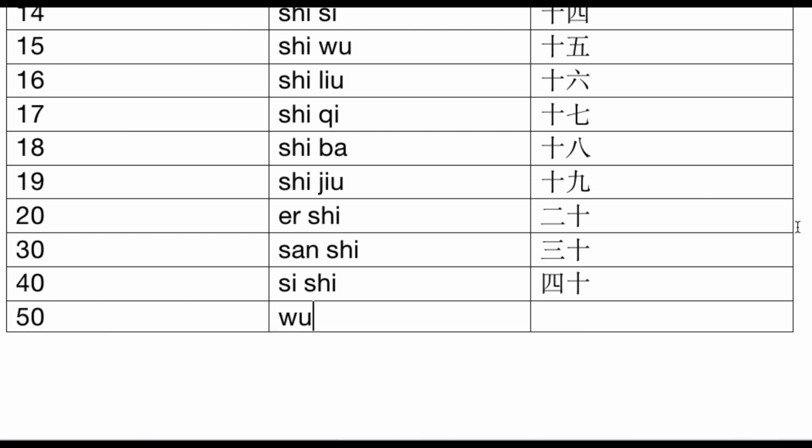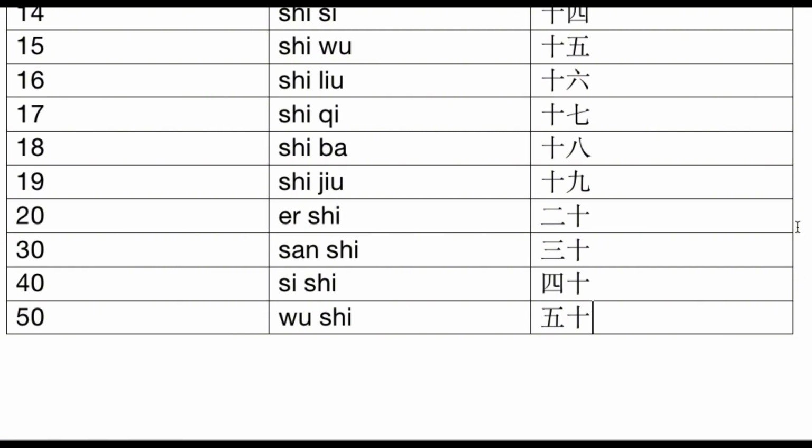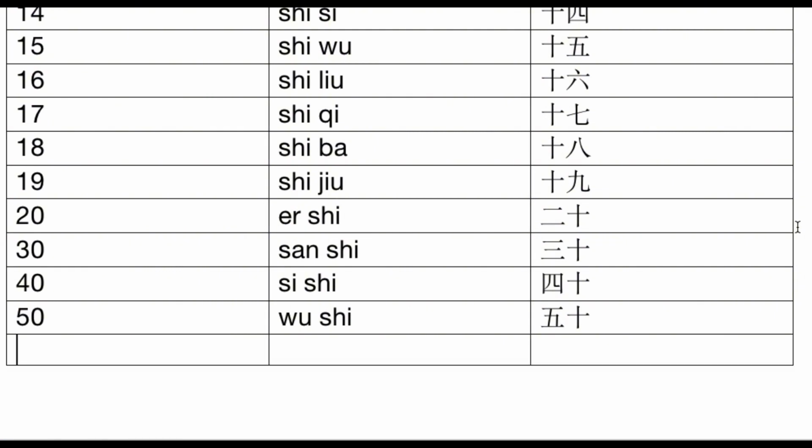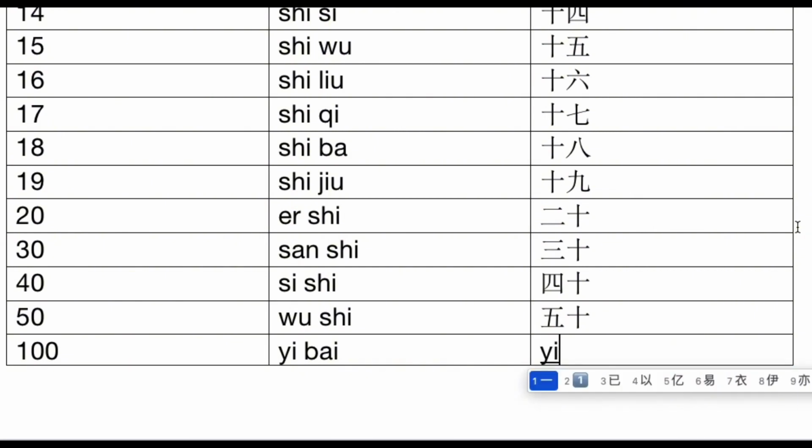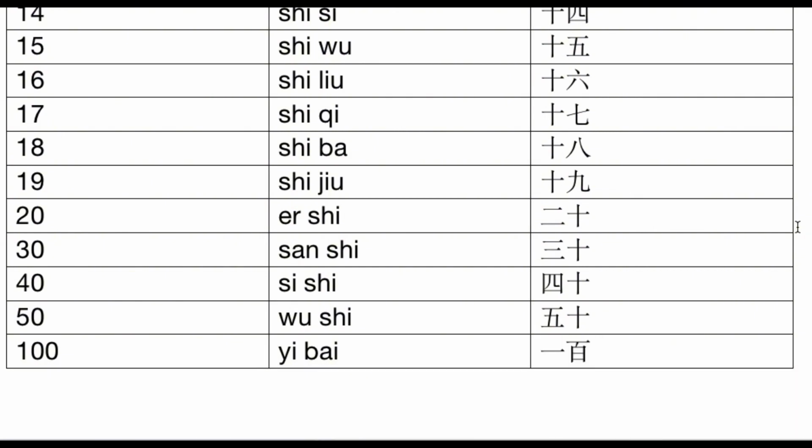50? 50 is 五十. 五十. And how to say 100? 100. We are going to say 一百. 一百 is number 100. 100. 一百.